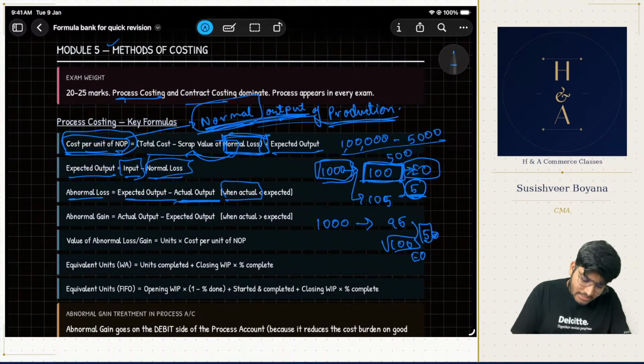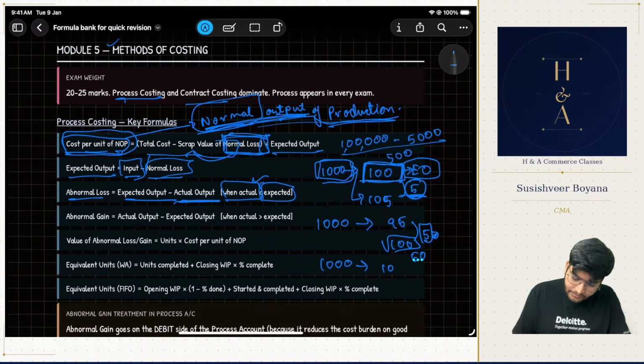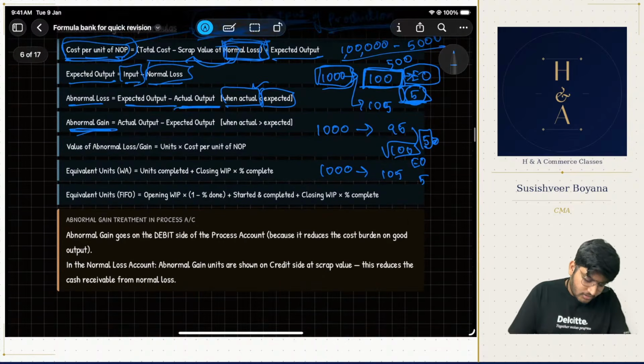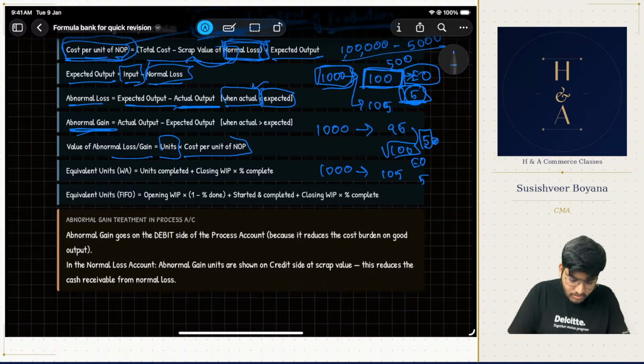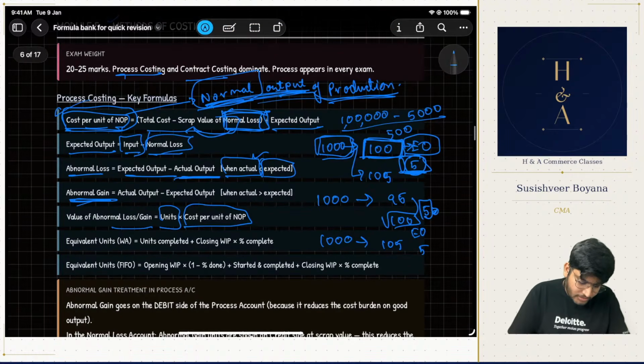When actual is less than expected, you're losing more, right? Similarly, I've put in 1,000 and I got 105. Usually normal loss is 5, but I got beyond that. I mean, beyond 100, I got 5 more. That means it is an abnormal gain. Ideally, it shouldn't happen.